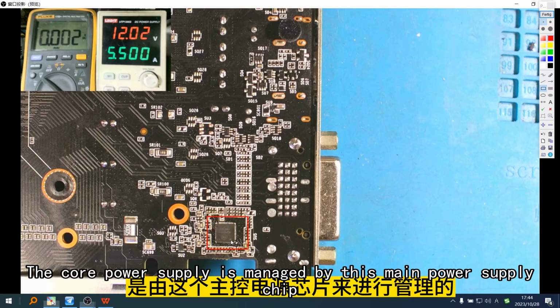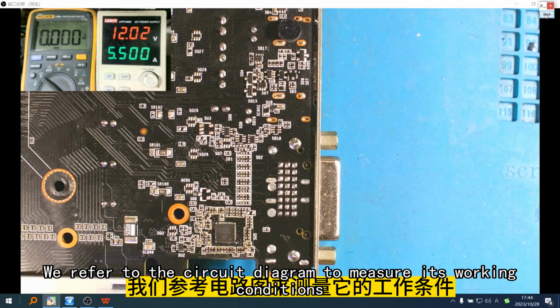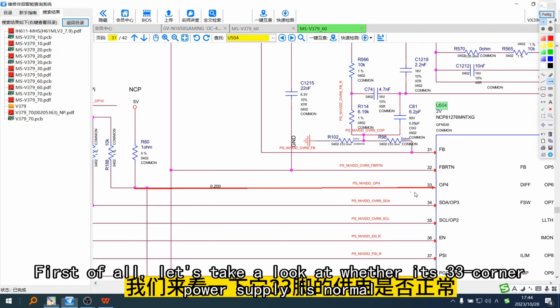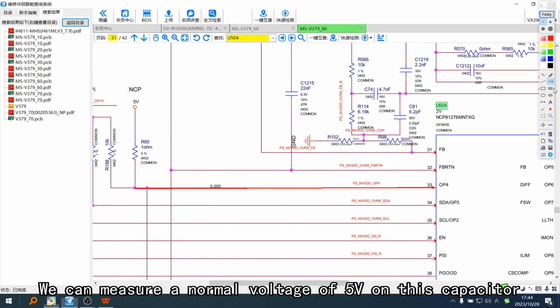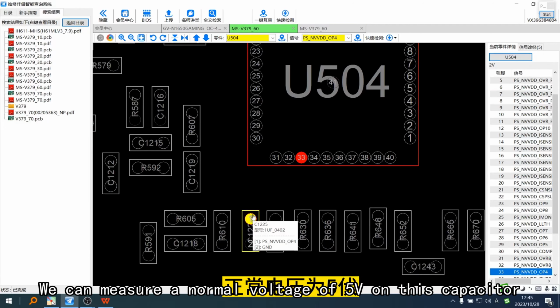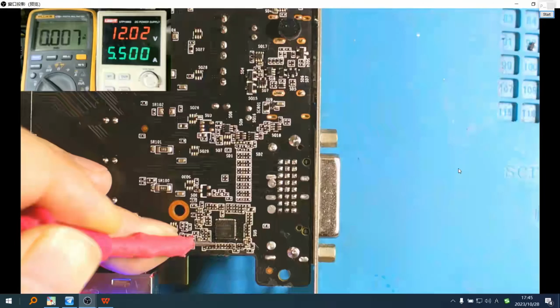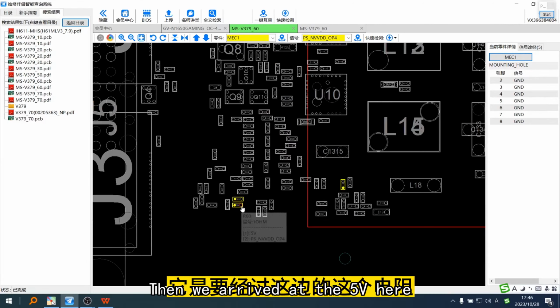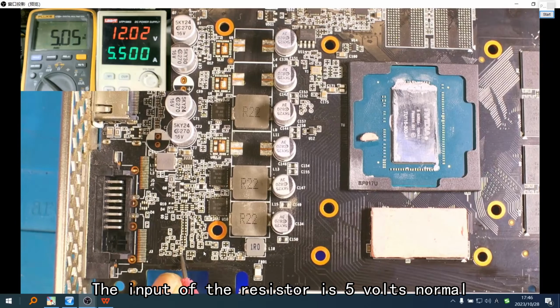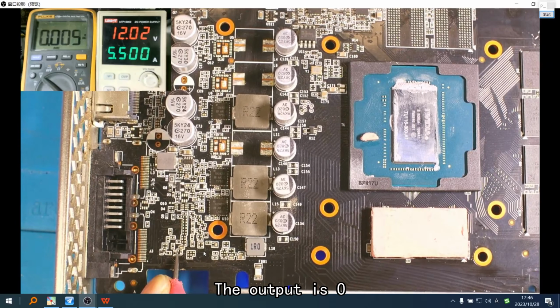The core power supply is managed by this main power supply chip. We refer to the circuit diagram to measure its working conditions. First, let's take a look at whether its 33rd pin power supply is normal. We should be able to measure a normal 5V on this capacitor, but it is clearly only 0.7 now. It means that the voltage is not supplied to the inside of the chip. Querying the point map, it goes through this resistor, and then arrives at the 5V here. The input of the resistor is a normal 5 volts, but the output is 0. So obviously, this resistor is broken.